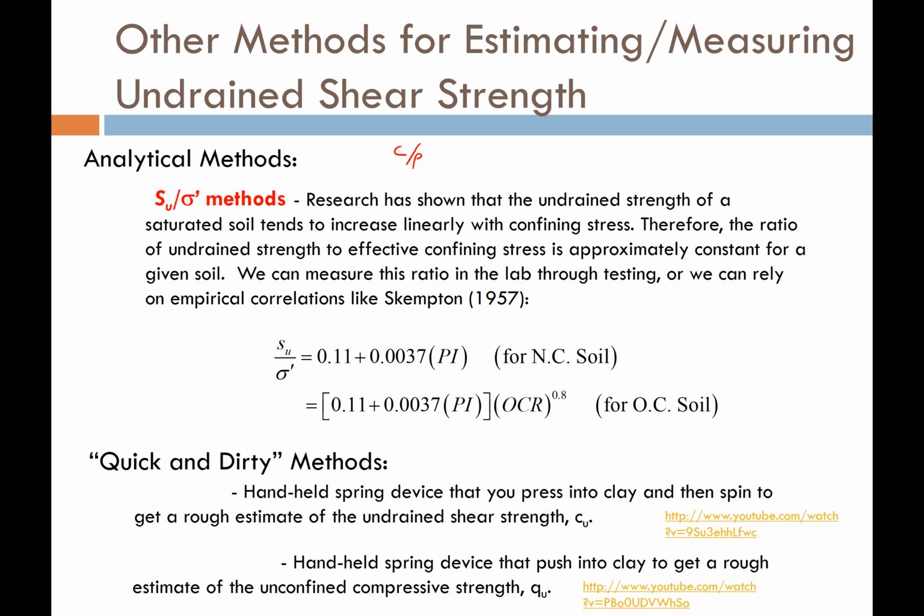There's some other methods that we can use that I like to refer to as quick and dirty methods. So one of these methods is called a Torvane. A Torvane is a little handheld spring device that allows you, when you press it into the clay and you spin it, to get a rough estimate of the undrained shear strength. If I click on this little YouTube video here, it can demonstrate what that looks like.